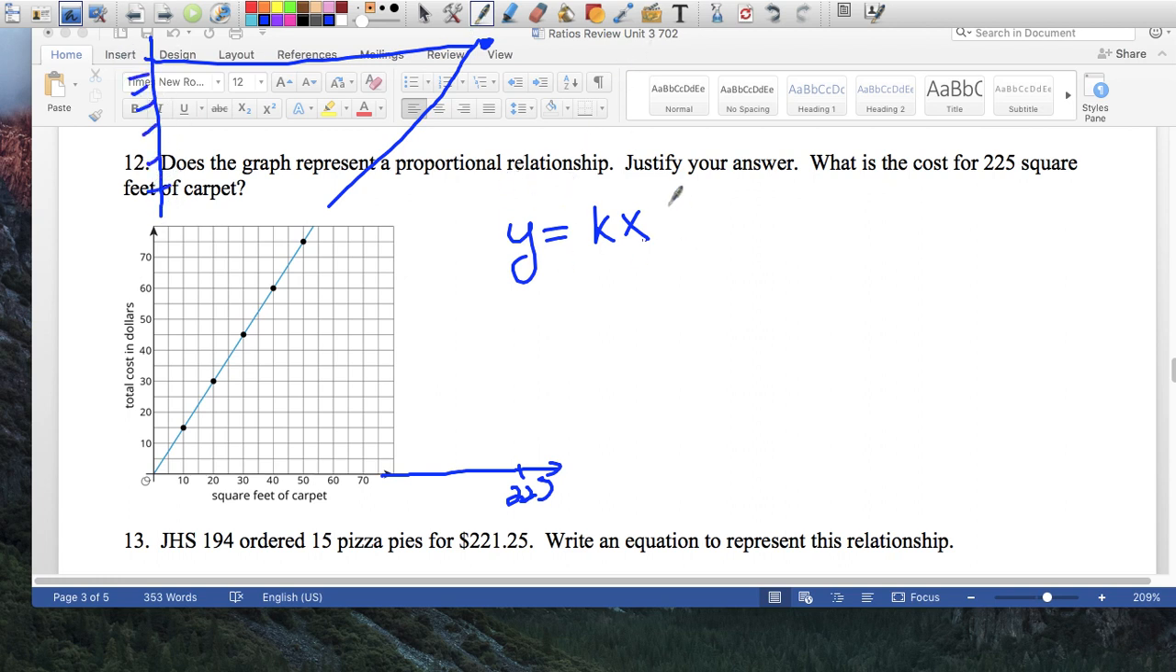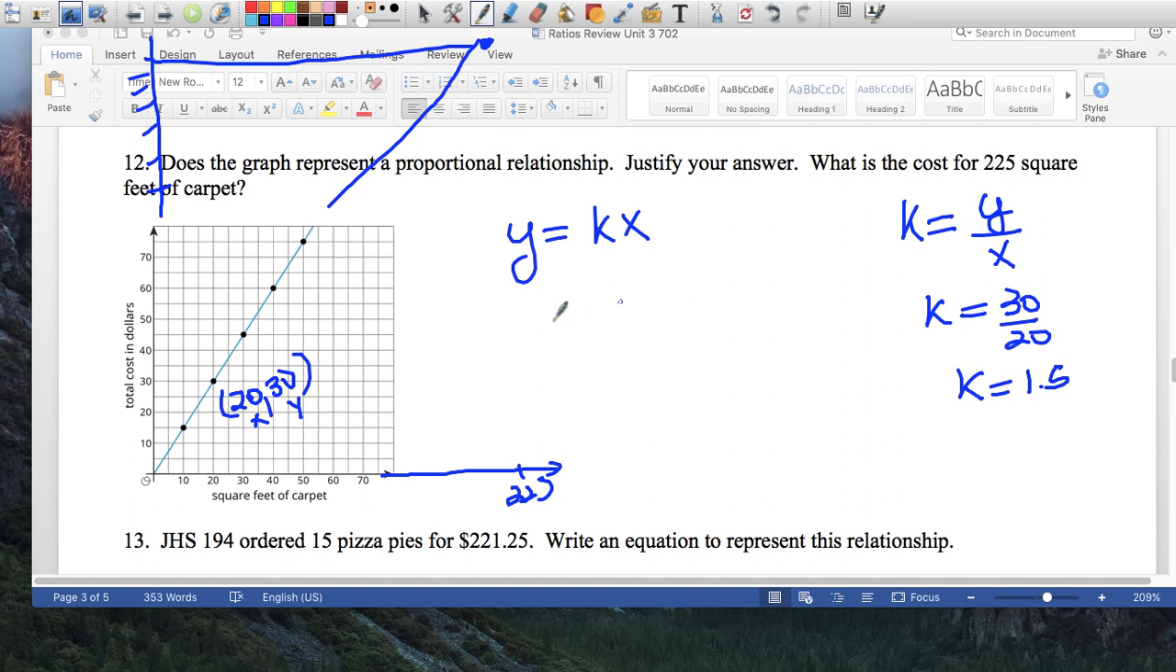But we're not going to do that. We're going to use an equation. So let me pick a point that's nice. So let's say point 20, 30, right here. This is my x, this is my y, and I'm going to use that to find my k first of all. So k equals 30 over 20, and k equals 1.5. So now I have my equation of my line, which is y equals 1.5x.